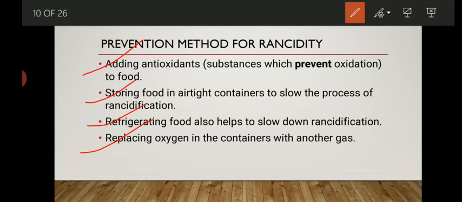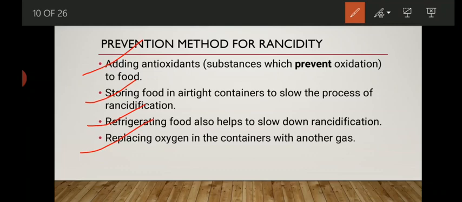See, the chips packets we see are preserved for a long period of time. How? Because in those packets nitrogen gas is filled, which protects our food material. So we use antioxidants. Salt behaves like an antioxidant, and many other chemicals also behave like antioxidants to prevent our food from rancidification.